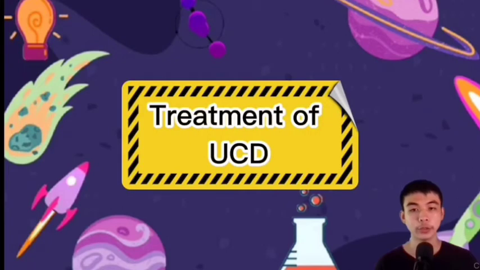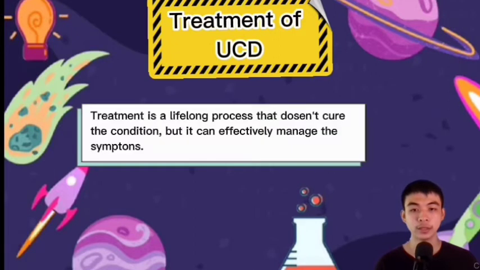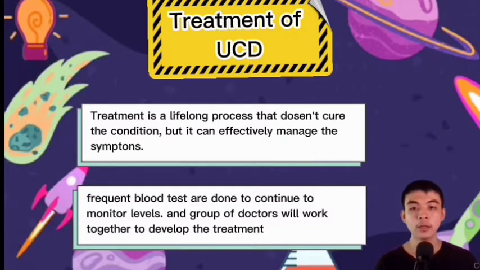Urea cycle disorder can be treated through a lifelong process that doesn't cure the condition, but it can effectively manage the symptoms. Frequently, blood tests are done to continue to monitor ammonia levels. Pediatricians, geneticists, and nutritionists will work together to develop the child's or person's treatment.